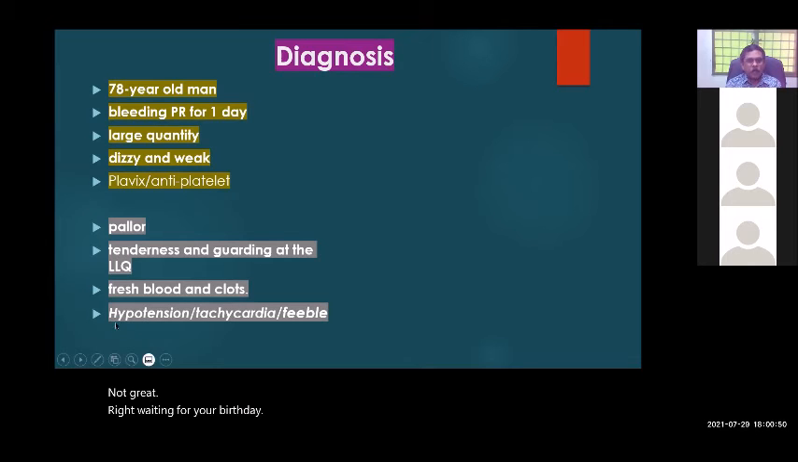How will you classify this patient clinically: mild, moderate, or severe bleeding? Kake, what do you think?